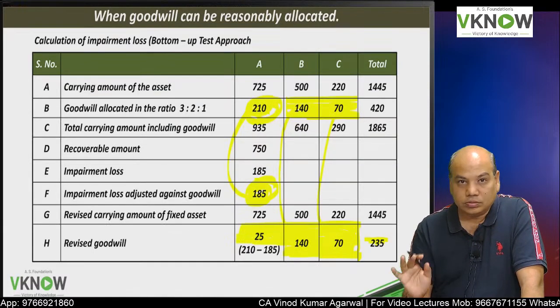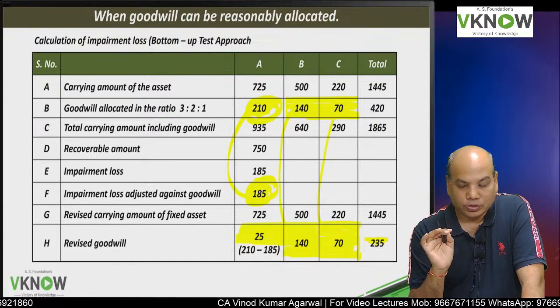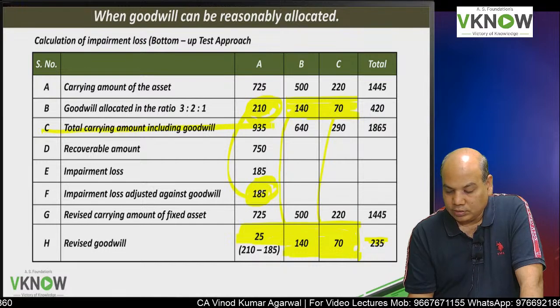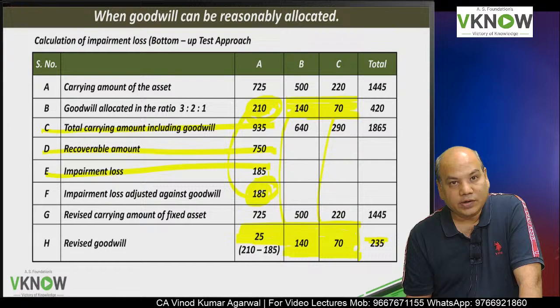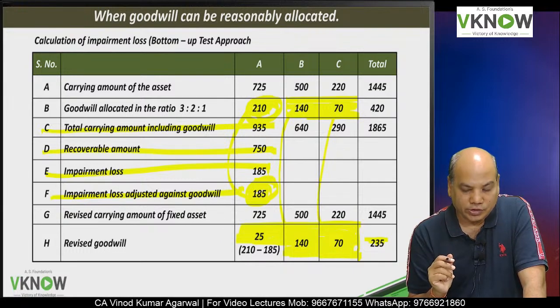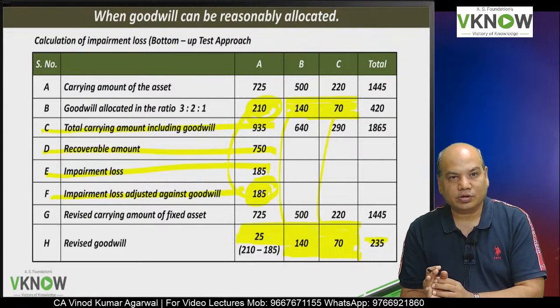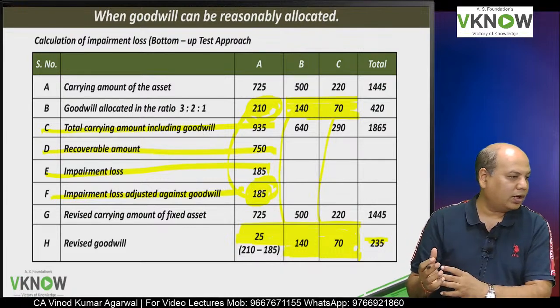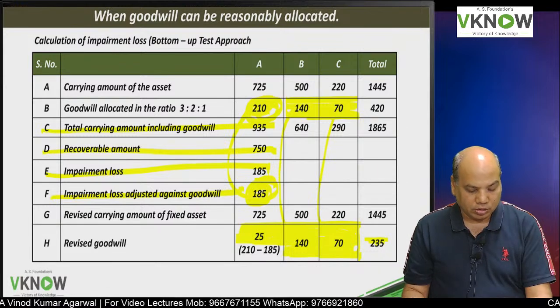So this is your answer of first part. I will just summarize. First allocate the goodwill, then compare with recoverable amount. If there is an impairment loss, first allocate to goodwill and then to the assets of the CGU. But in this question, there is no need to allocate to assets of the CGU because the goodwill itself has absorbed the entire impairment loss.